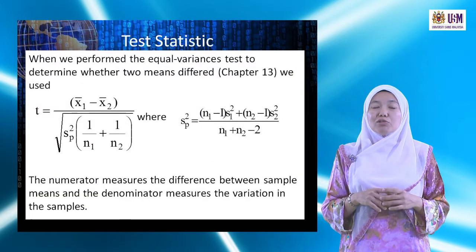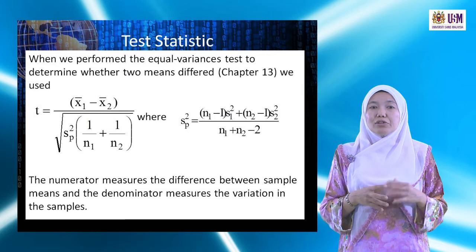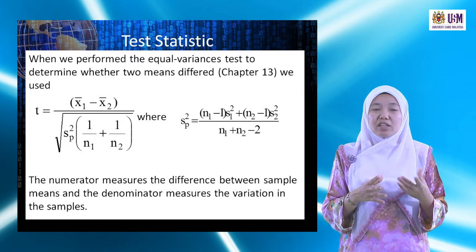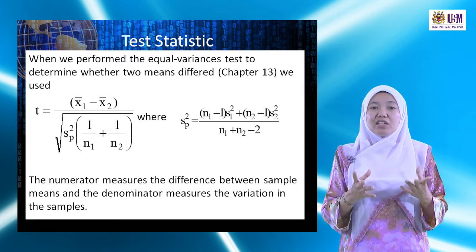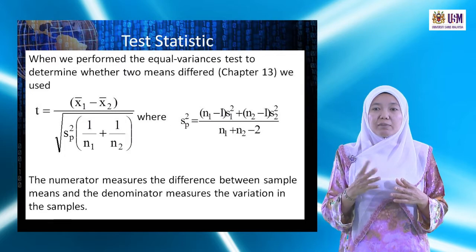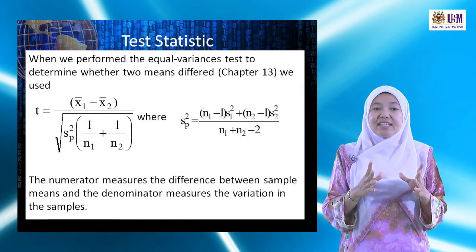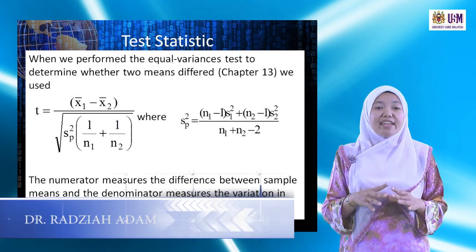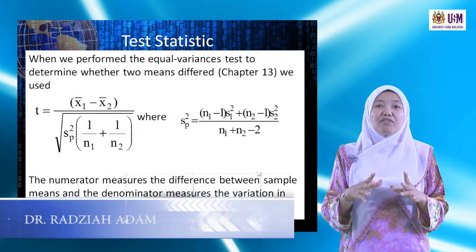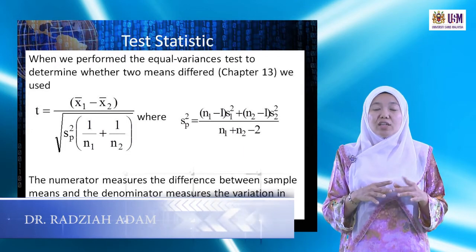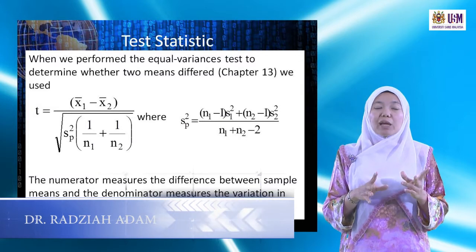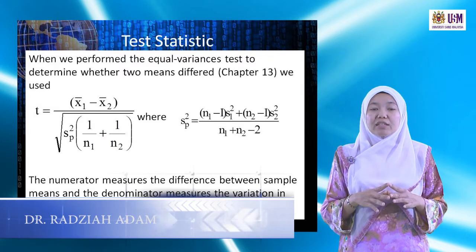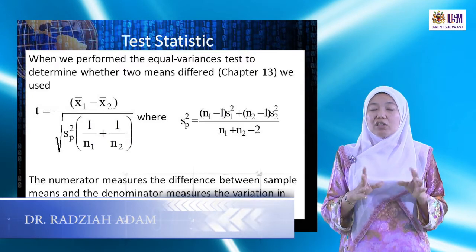Now we're going to look at the formula to calculate the test statistic. Remember, when you performed the equal variance test for small samples in hypothesis testing in the earlier part, you already determined whether two means differ in chapter 13 using the formula for the t statistic. If you look at the formula, t equals the numerator x bar 1 minus x bar 2, divided by the denominator: the pooled variance multiplied by 1 over the sample size of the first sample plus 1 over the sample size of the second, all under a square root.